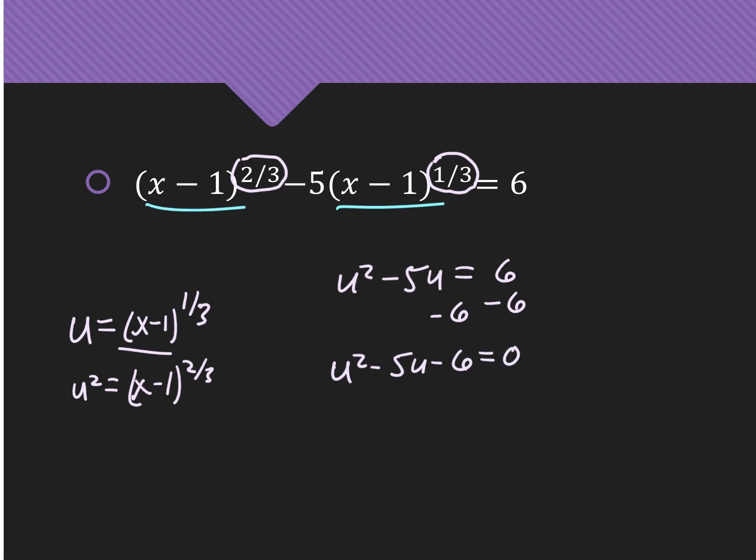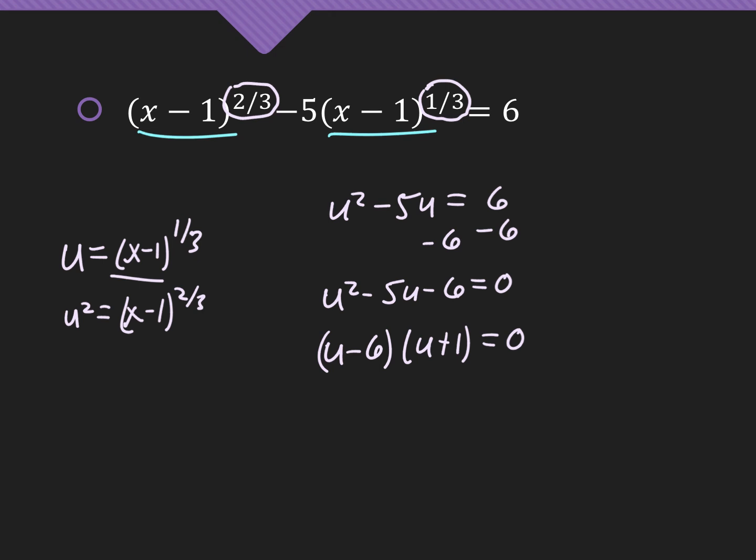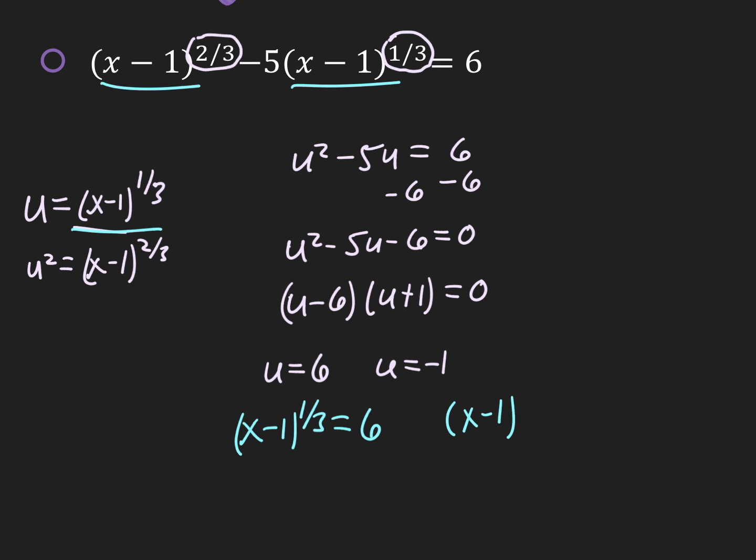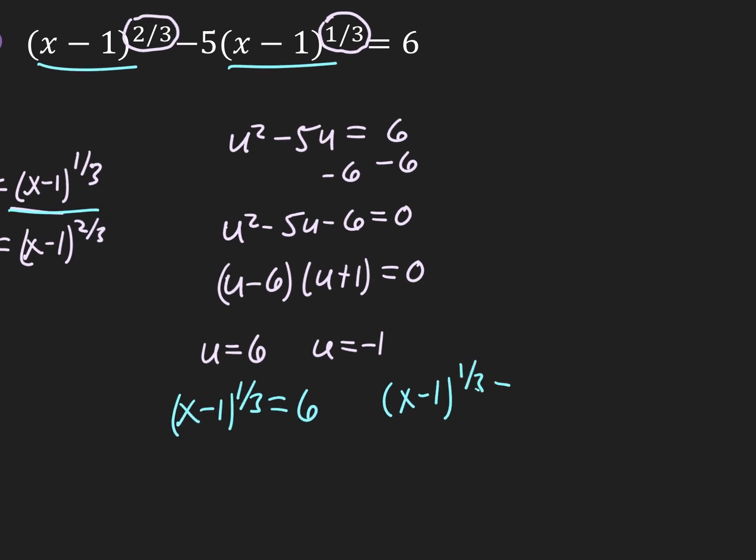This looks way easier to factor than what we had originally. So this is going to get us (u minus 6)(u plus 1) equals 0. And so I get u equals 6 and u equals negative 1. Then I can go ahead and back substitute, replacing this u with what it was originally. So this is (x minus 1) to the 1/3 equals 6, and (x minus 1) to the 1/3 equals negative 1.